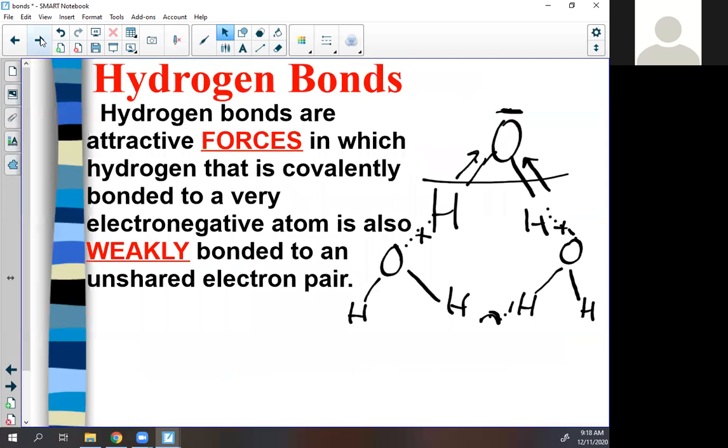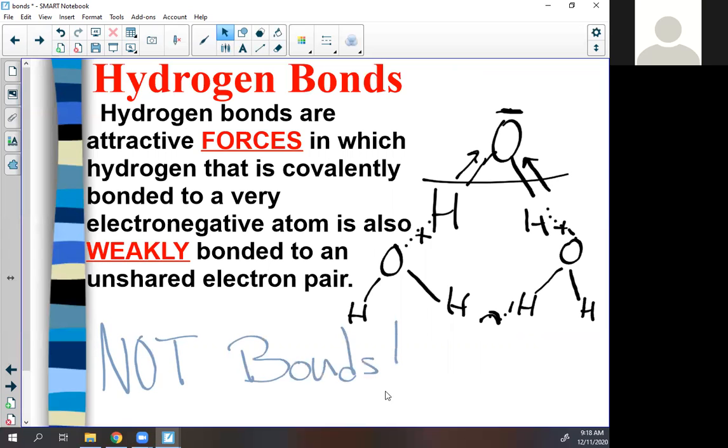Okay, moving on. The last thing to talk about is hydrogen bonds, which this is really a pet peeve of Tom Davidson. They are actually not bonds, but I didn't get to name them. So just stick with them. They're called hydrogen bonds, which are actually attractive forces in which hydrogen that is covalently bonded to a very electronegative atom is also weakly bonded to an unshared electron pair. So this is why it bugs a lot of chemistry teachers that they call it a bond.